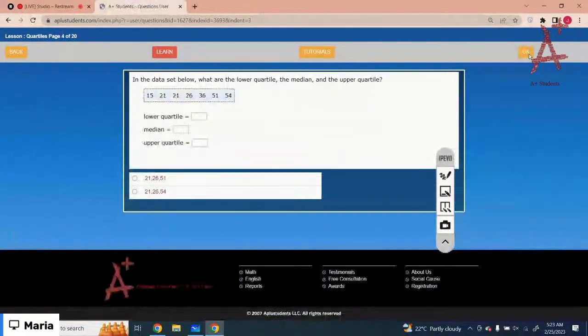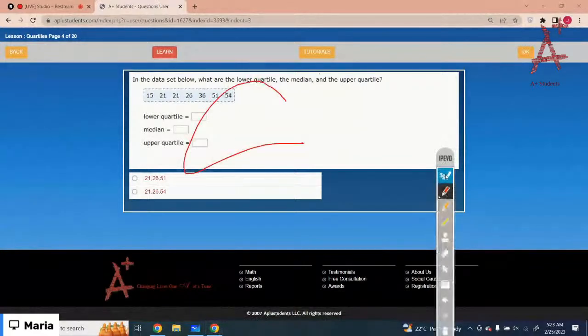Okay, in the data set below, what is the lower quartile, the median, and the upper quartile? You have to select the lower, median, and upper. 1, 2, 3, 4, 5, 6, 7. This one is the median, exactly the middle of the data, that would be 26. This is the lower half, so 21 is the lower quartile, and this is the upper half, so 51 is the upper quartile. So it would be 21, 26, and 51. Option number 1 is the correct option. Got it?